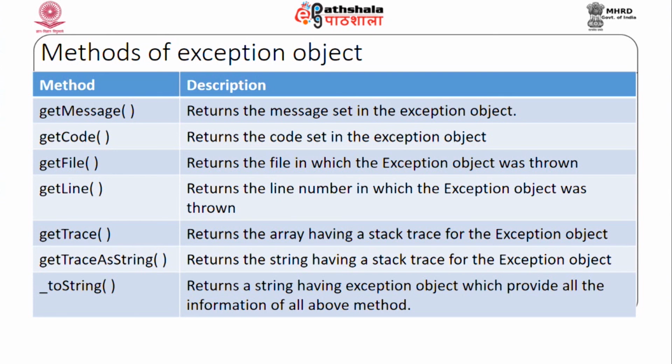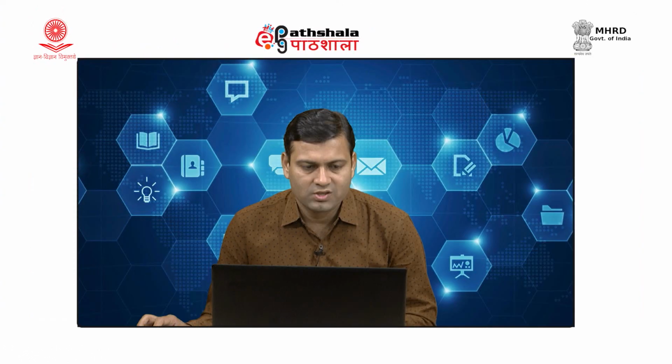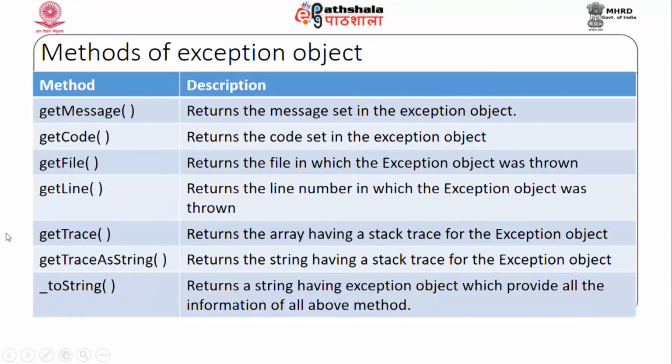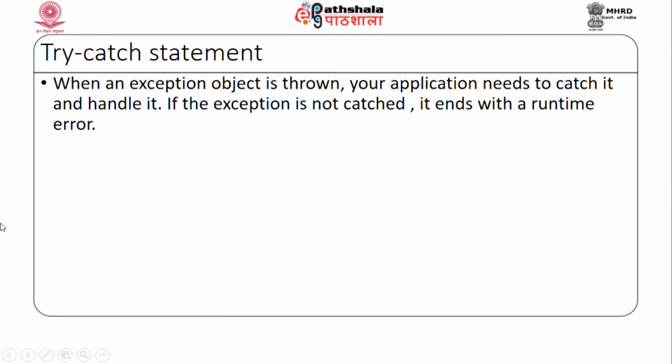getTraceAsString returns a string having the stack trace of the exception object, and __toString returns a string having the exception object, which provides all the information of all the above methods. Just write get, and then the first letter is capital, when using any of these methods, whether getMessage, getLine, getFile, etc.